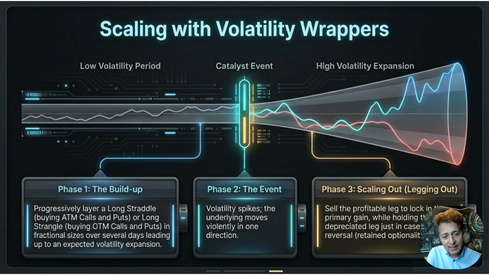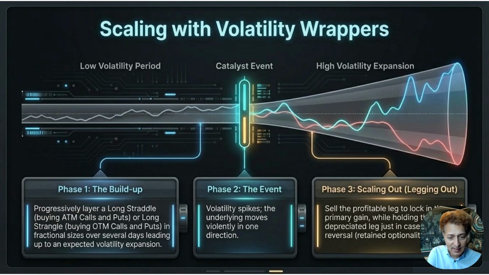So maybe you are thinking this way and you're like, okay, then I'm going to do my long straddle or my long strangle with X amount of capital. So progressively, you layer a long straddle, buying at the money calls and puts, or a long strangle, which would be out of the money calls and puts. And you may do it in fractional sizes over several days, leading to an expected volatility expansion, which of course, if it doesn't happen, you will lose the premium paid. But if it does happen, no matter which direction, it would serve you nicely.